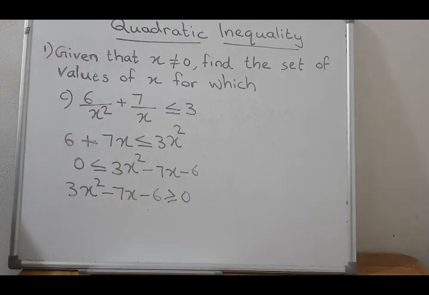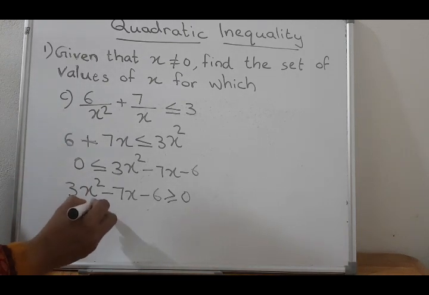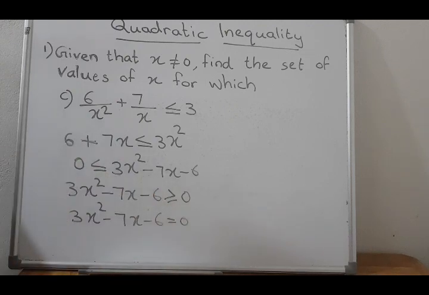Now you see, you have to solve the corresponding quadratic to find the critical values. So the corresponding quadratic is 3x square minus 7x minus 6 is equal to 0. Now let's find the critical values. You can use any method to solve the quadratic, completing the square, using formula, or factorize by splitting middle term.